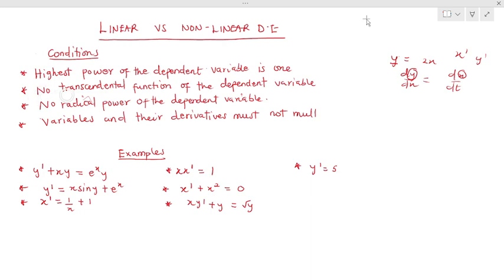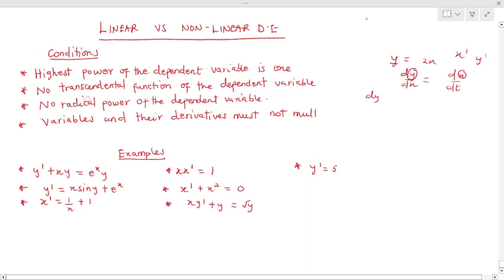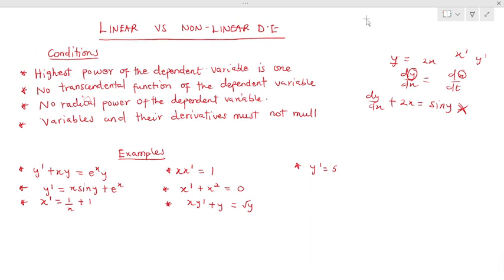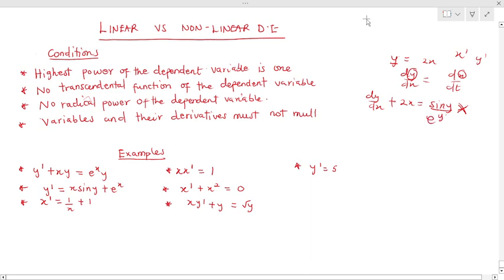Another is no transcendental function of the dependent variable. So if I say dy over dx plus 2x is equal to sine y, this cannot be a linear equation, because for any differential equation to be linear, there shouldn't be any transcendental function of the dependent variable. So you shouldn't have sine y, you shouldn't have e to the power y, you shouldn't have log y, any transcendental function of our dependent variable.